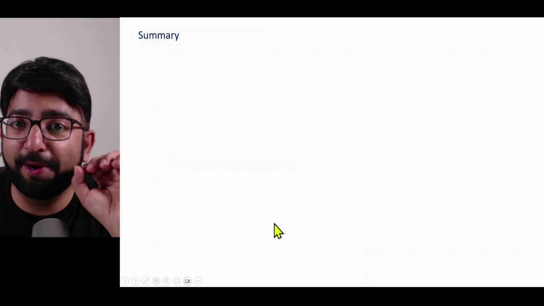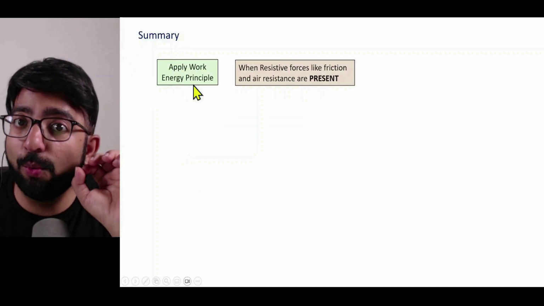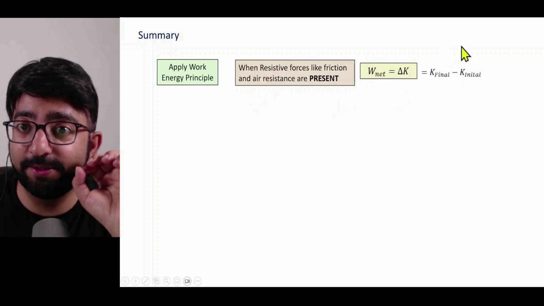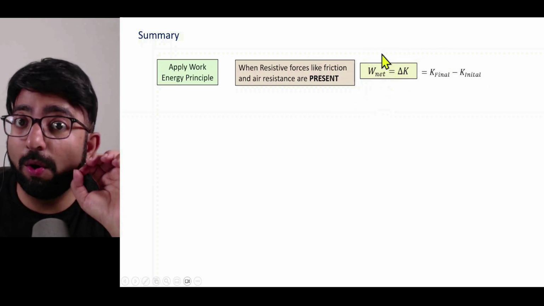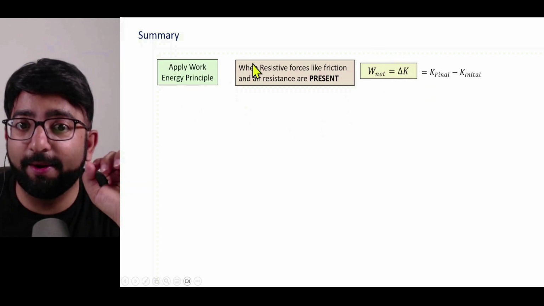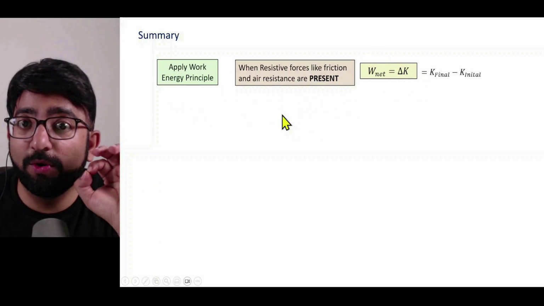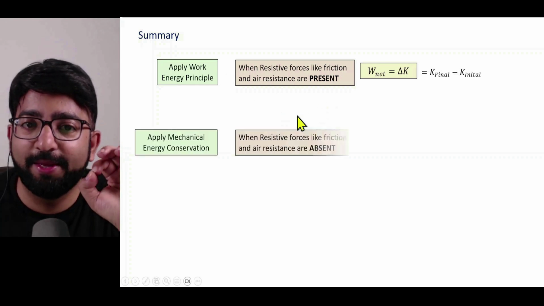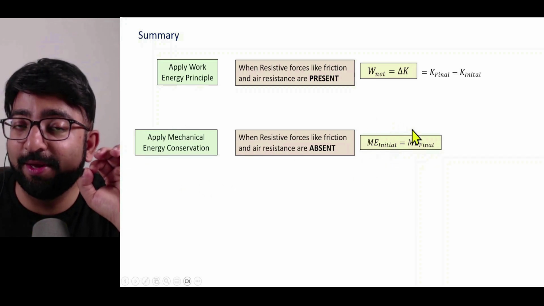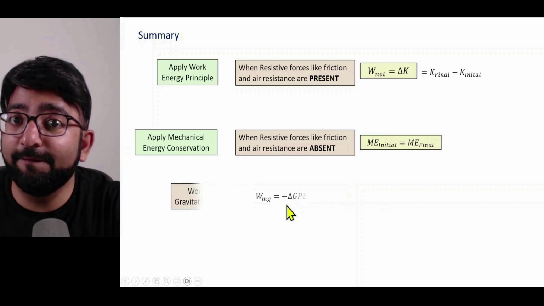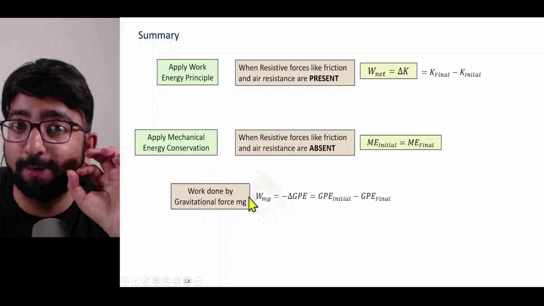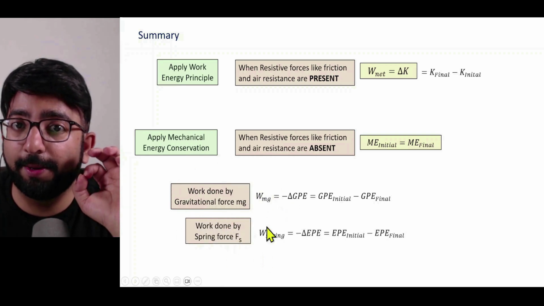And now let us summarize what we have learned so far. Apply the work-energy principle when resistive forces like friction and air resistance are present. The total work done by all the forces acting on the object should be equal to the change in kinetic energy. On the other hand, when resistive forces, or non-conservative forces, are absent, we apply mechanical energy conservation, which is simple: the initial energy needs to be equal to the final energy. And then we discussed how to figure out the work done by the conservative forces. So this is the formula for work done by the gravitational force and work done by the spring force.